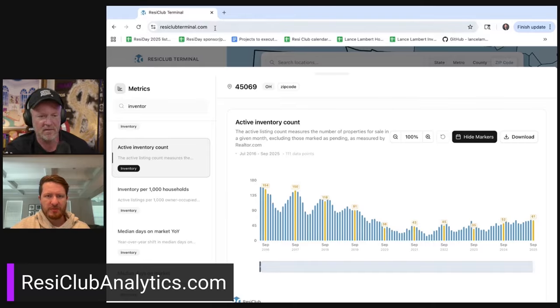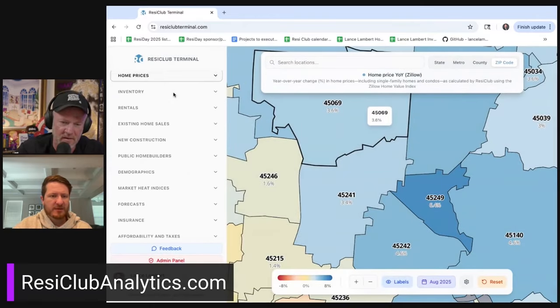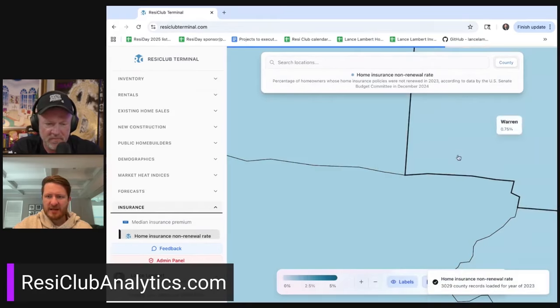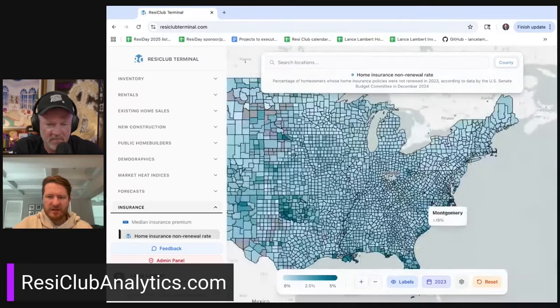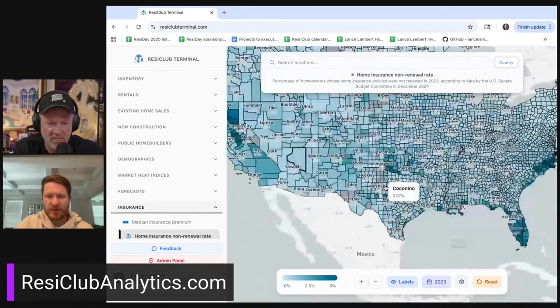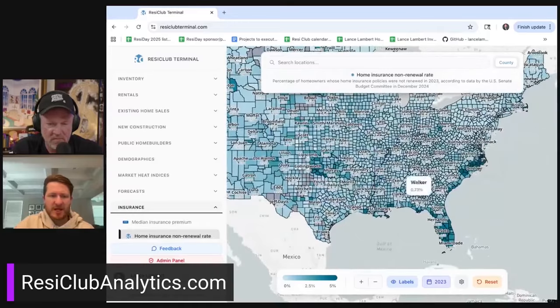And we want to make sure that people can see that year on year. Insurance, I'm still adding into this. I've got to figure out what all data goes into this. I have non-renewal rates right now, which is a good proxy for distress in insurance. You can see some pockets of Louisiana, some areas of Florida, coastal Carolina, some pockets of California. But it varies a lot. The insurance story is all over the place.